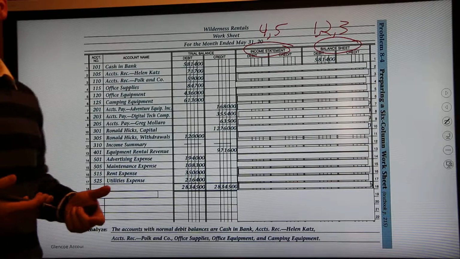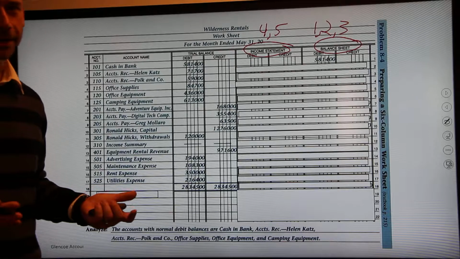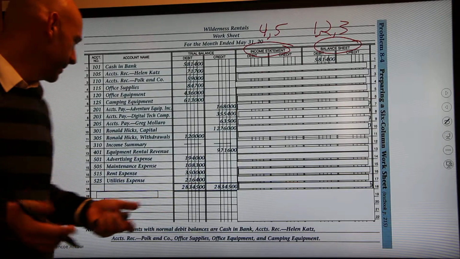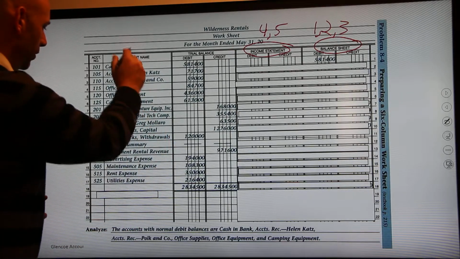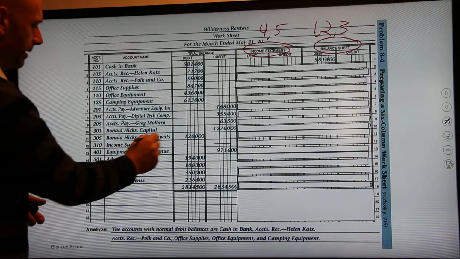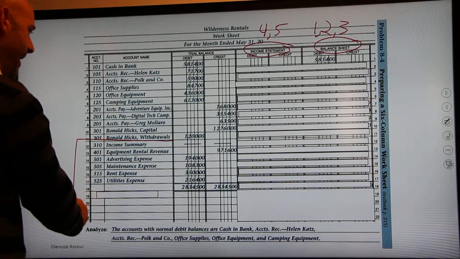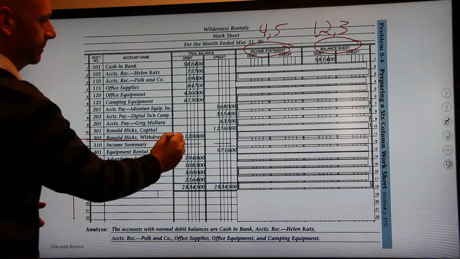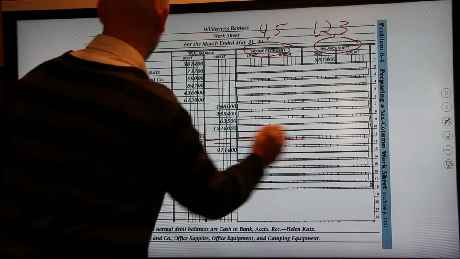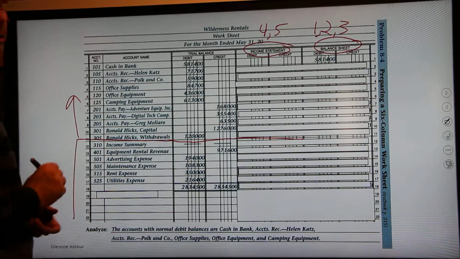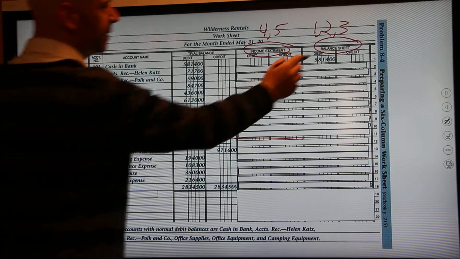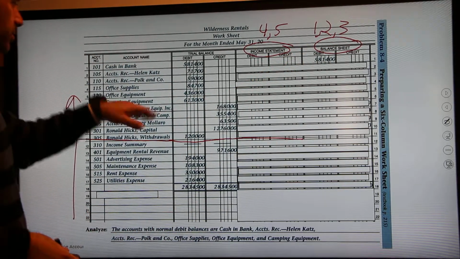The last way to do it, which is the easiest way, although it doesn't take much thinking, is that if you go down here, you're going to get to this one account called income summary. Alright? So everything from income summary down goes on the income statement. Everything above income summary would end up going in the balance sheet. Okay? So let's start moving them over.